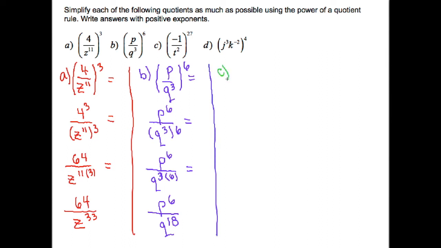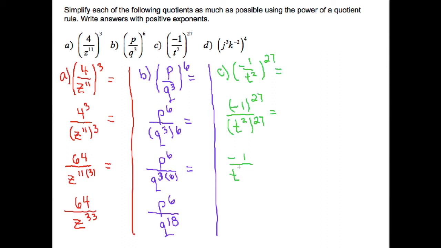For C, I have negative 1 over t squared, and that's raised to the 27th. So I'll take the negative 1, which is in my numerator, raise it to the 27th, and divide by t squared, which is in the denominator, raise it to the 27th. Now negative 1 multiplied by itself an odd number of times, well that's negative 1.